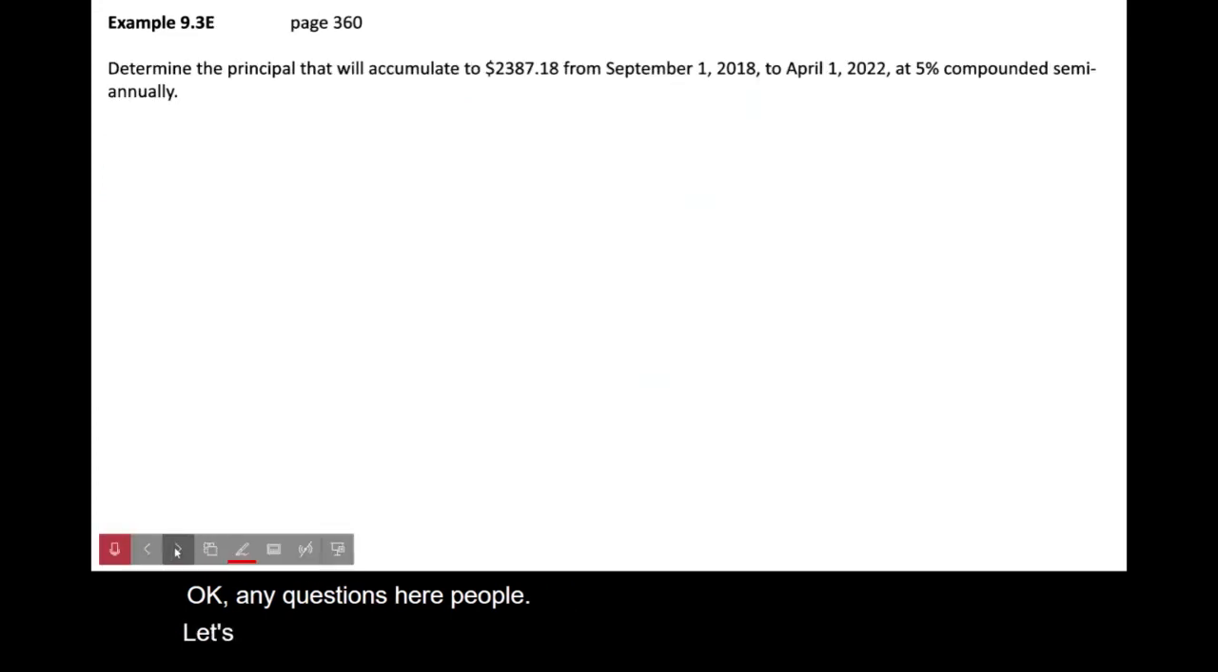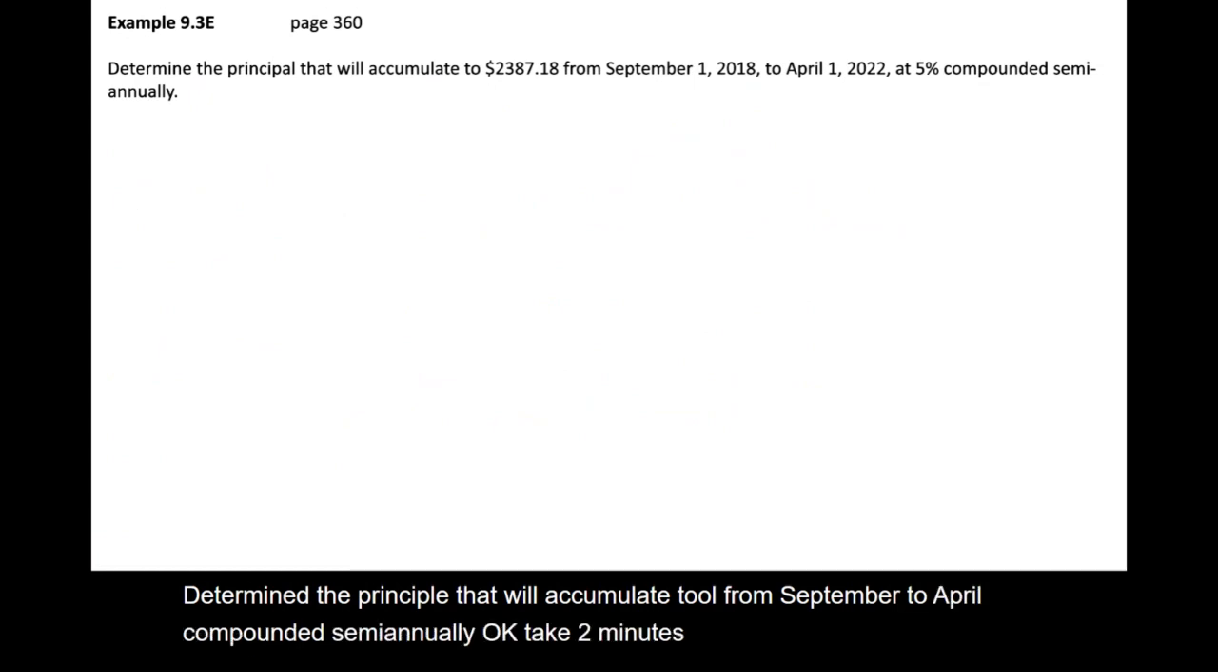Let's move forward. Determine the principal that will accumulate to the given amount from September to April, compounded semi-annually. Okay, take 2 minutes and do it.